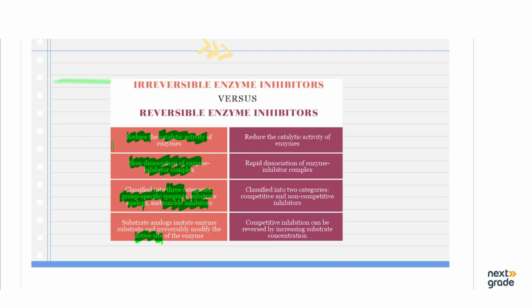And then there are the reversible enzyme inhibitors. They reduce the catalytic activity of the enzyme, as we have just read. They show rapid dissociation of the enzyme-inhibitor complex, and they are classified into two further categories, that is the competitive and the non-competitive inhibitors.